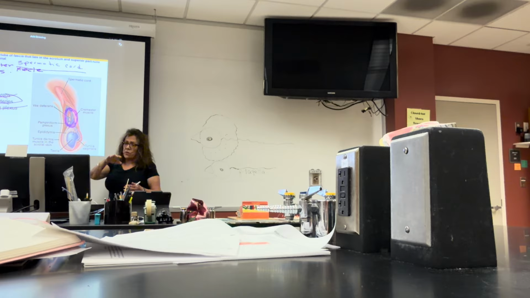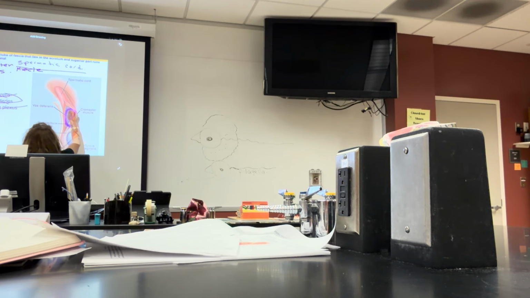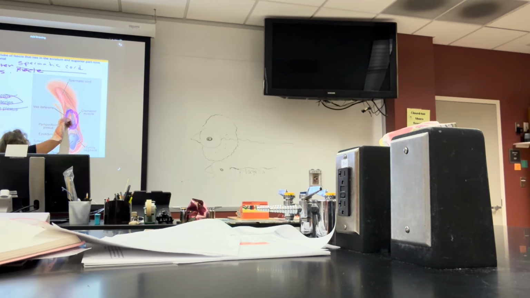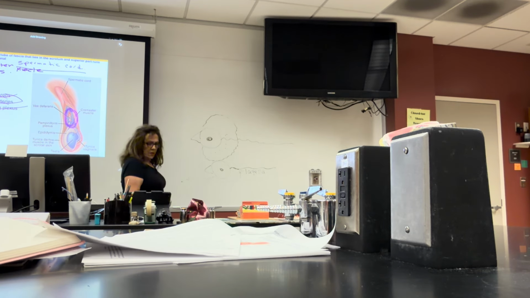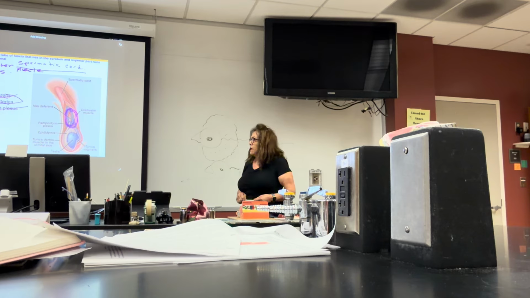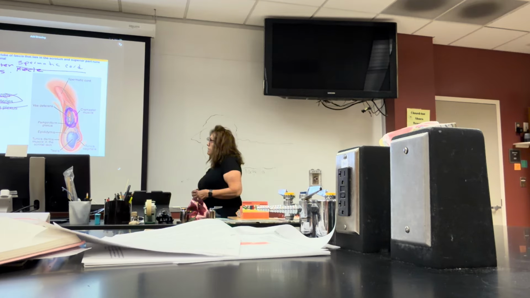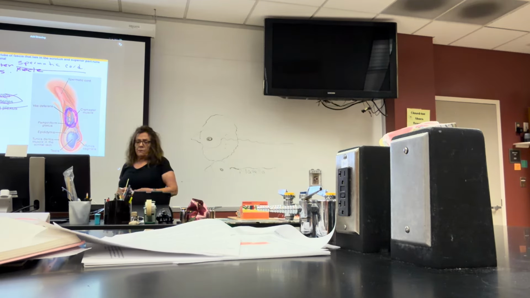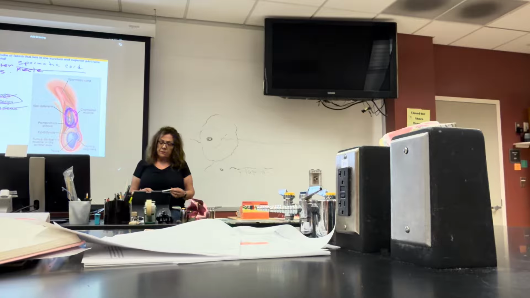The pampiniform plexus is located under the skin, and arterial blood passes underneath, and this pampiniform plexus absorbs the heat from the arterial blood, and when arterial blood enters the testis, it's cooler than 37 degrees. So that's another adaptation that helps protect the spermatogenic cells from arterial blood that is 37 degrees.